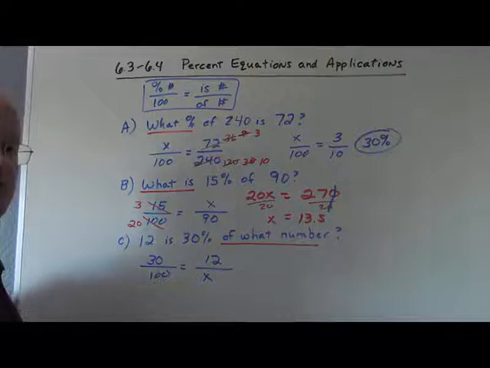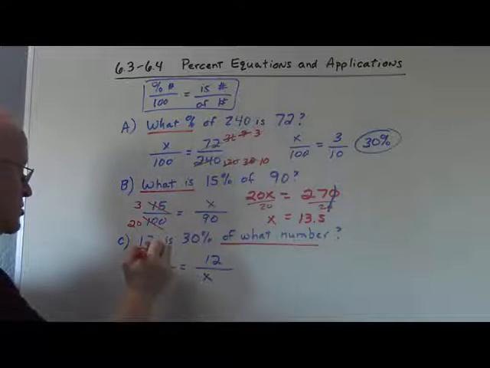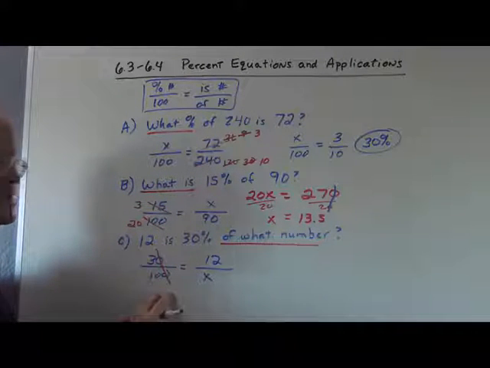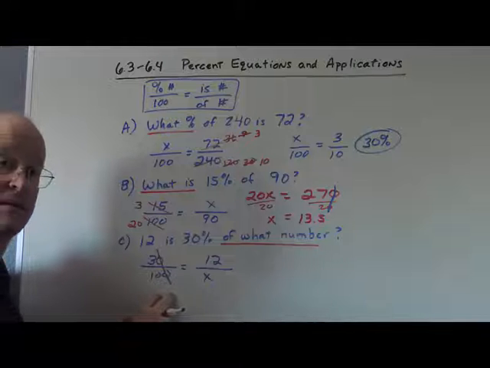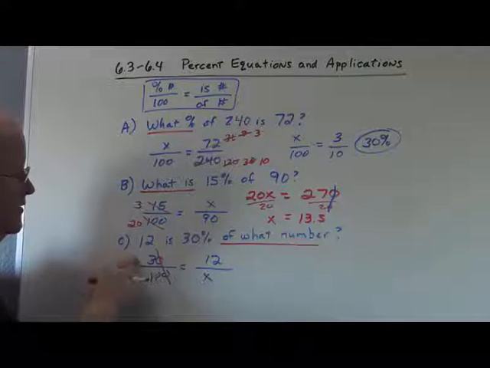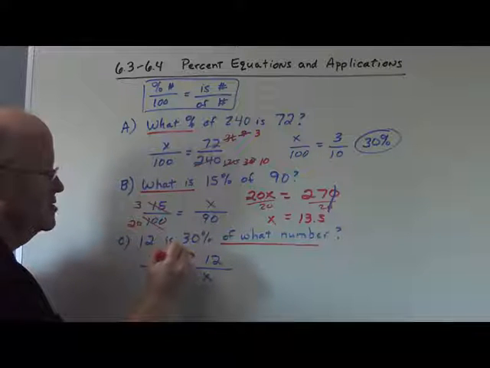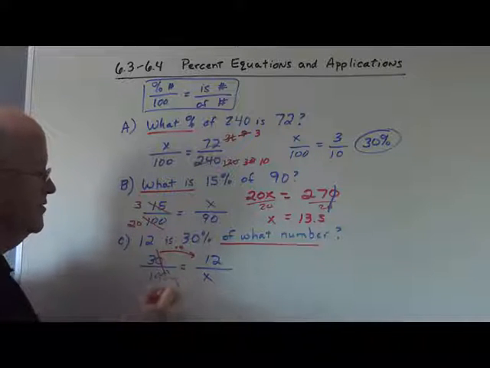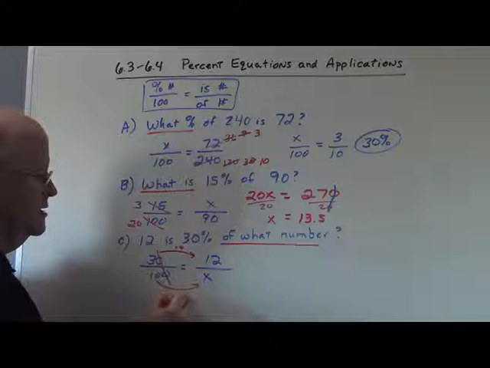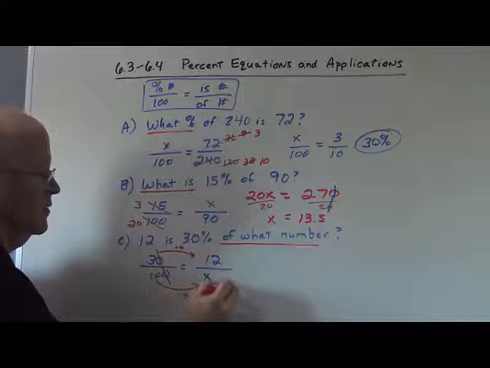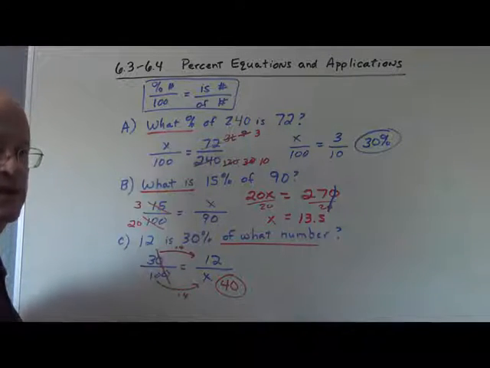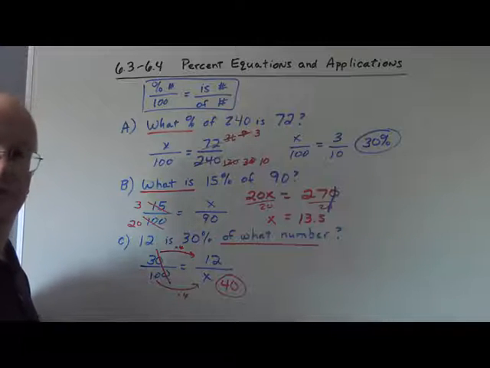Let's look at this next problem. I would reduce this fraction also by crossing off zeros. That's basically the same as dividing by 10 over 10, giving me 3 over 10. And then I can see very easily if I just multiply in the numerator, 3 times 4 is 12, and 10 times 4 is equal to 40, and my missing number is 40. We could have also cross-multiplied here.